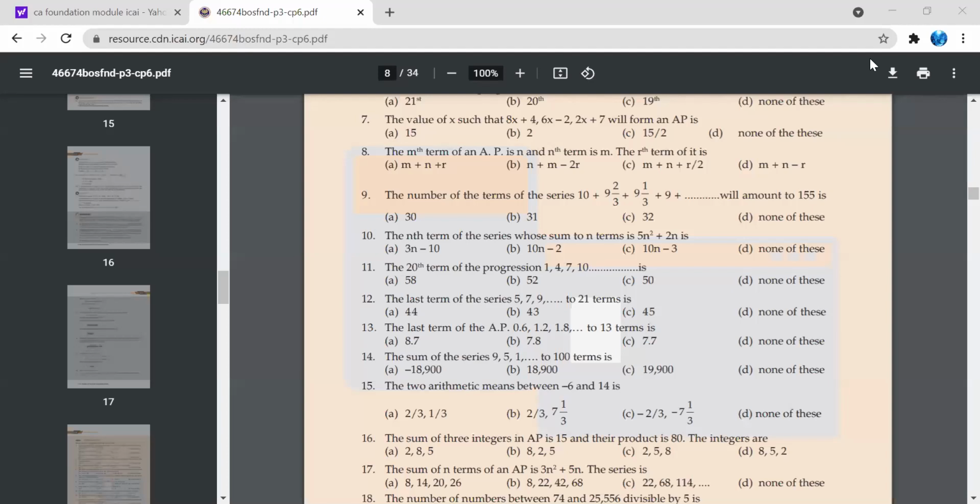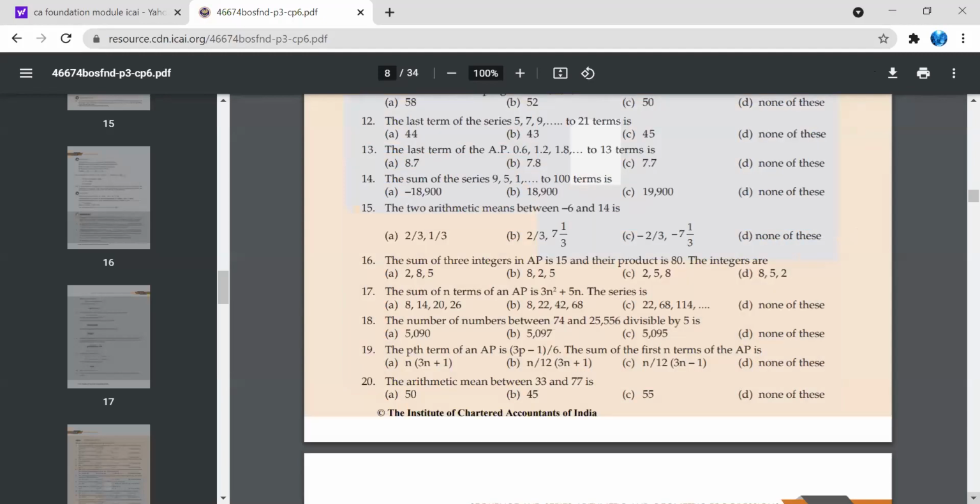Sum number 16: the sum of three integers in AP is 15 and their product is 80. How to find out?